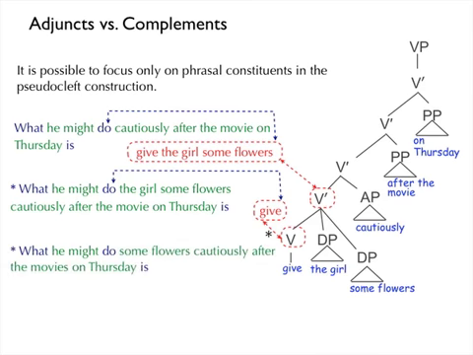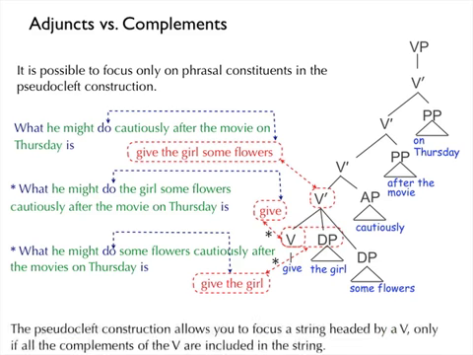What he might do some flowers cautiously after the movie's on Thursday is give the girl. No. No good, because again, the problem here is that those two, give and the girl, together do not make a subconstituent of the verb phrase. And that's why if we give it this kind of structure where complements must be instantiated as sisters of the verb, then we get a structure in which the verb and one of its complements does not make up a constituent all by itself. Right? You got the picture, right?